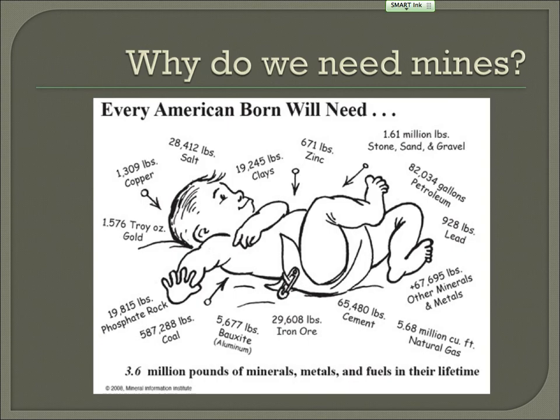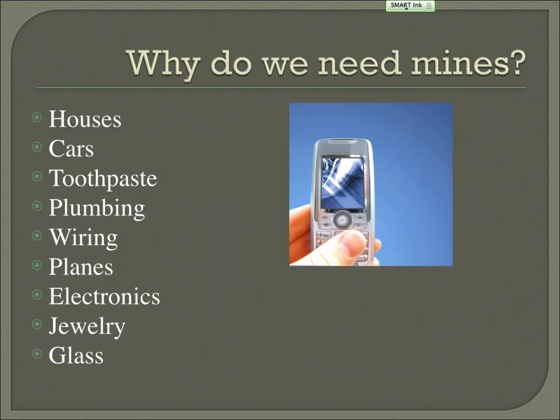Helps us survive. They have to mine for salt. Copper. They take copper and they can make it into some of our money. Gold for our fancy jewelry. Coal, a form of fuel that we need. Iron, cement, natural gas. All of this needs to be mined for. So why do we need them? Well, we need them for our houses. Not just to build our houses, but to also heat our houses.